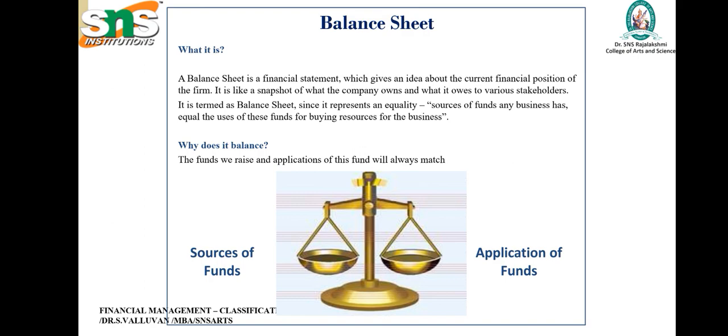So the liability side shows the sources of funds, and the asset side is called the application of funds. The liability side tells the sources through which the company raises funds, and on the asset side, the company uses those funds for buying assets. So this is the application of funds.